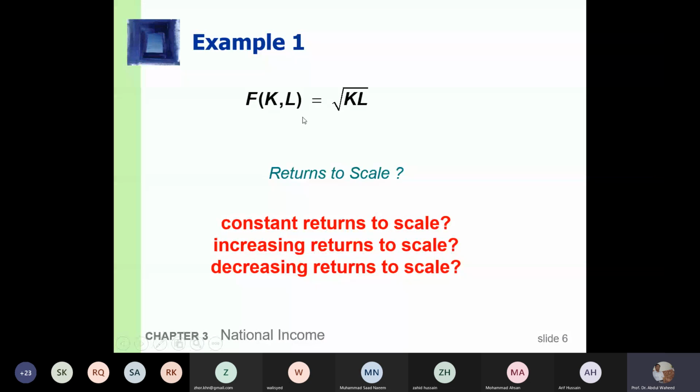Now this is example 1, where output is a function of capital and labor, and this is the production function, that is the square root of the product of capital and labor. Then the question is, what would be the returns to scale? What do you think? Constant returns to scale, increasing returns to scale, or decreasing returns to scale? Any answer?